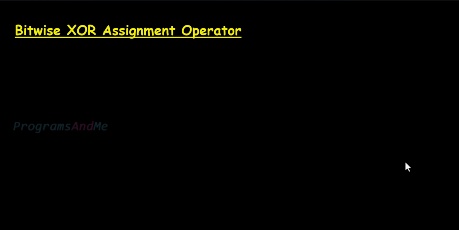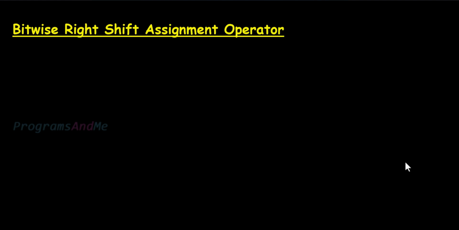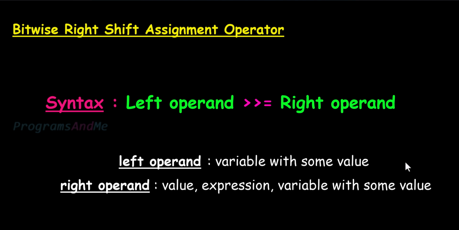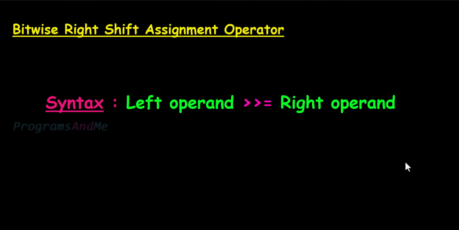Alright, the next assignment operator is the bitwise right shift assignment operator. The symbol used to represent this operator is this, two greater than symbols followed by the assignment operator. The syntax is this: left operand, bitwise right shift assignment operator and right operand. The left operand can be a variable which refers to some value. The right operand can be a value or expression or variable with some value. This operator is used to perform the bitwise right shift operation on the operands and then assign the result to the left operand. Here is an example.